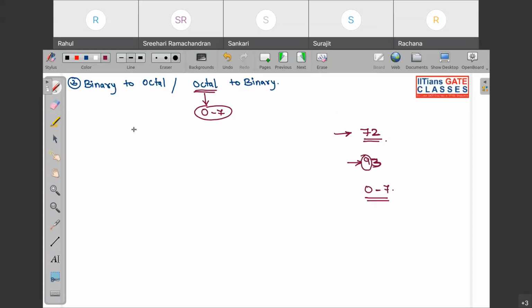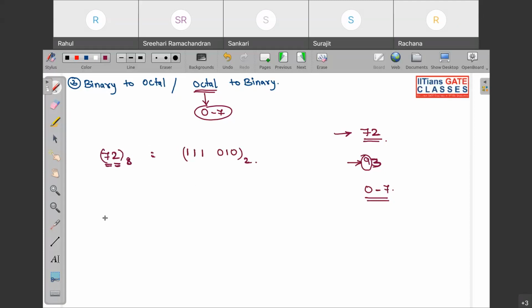So how to convert octal to binary or binary to octal? Very simple. Suppose I have an octal number 72. Simply you are going to write the 3-bit binary number of this 7 and 2. So 7 can be represented as 111 and 2 can be represented as 010. So this is the octal to binary representation.